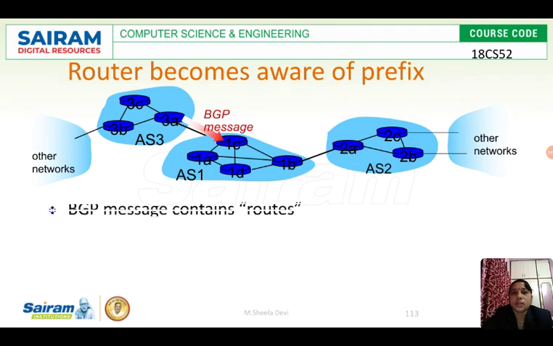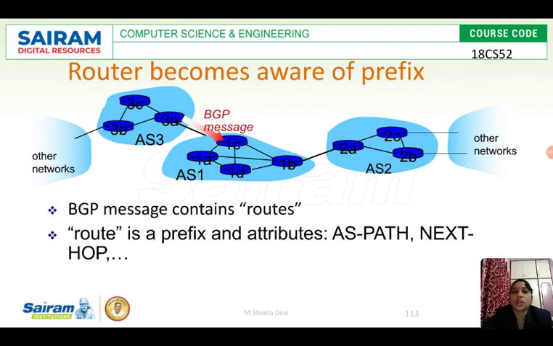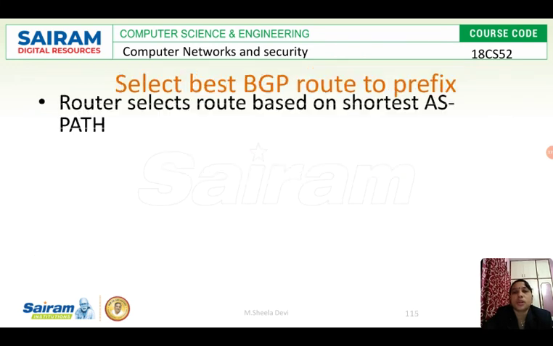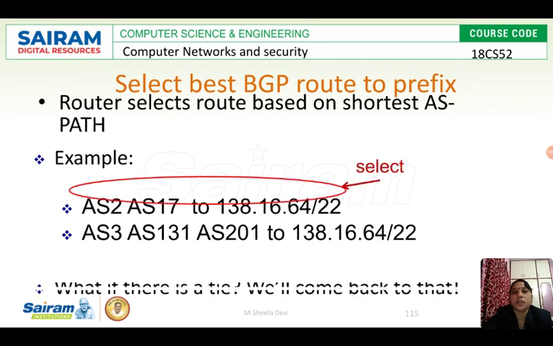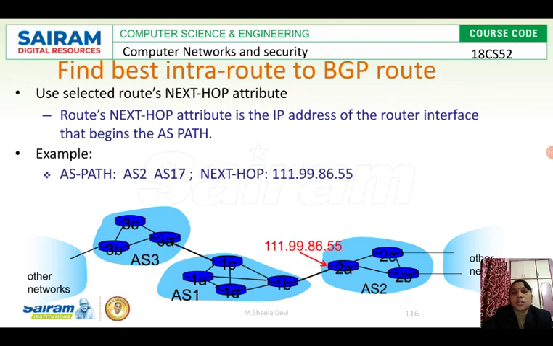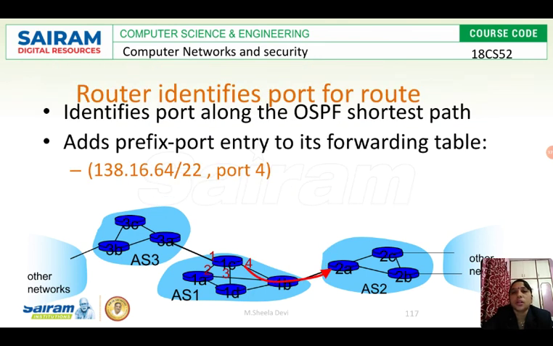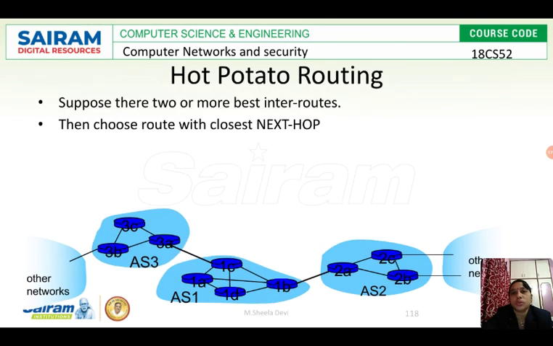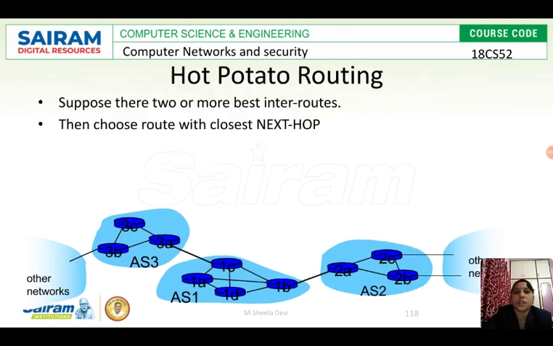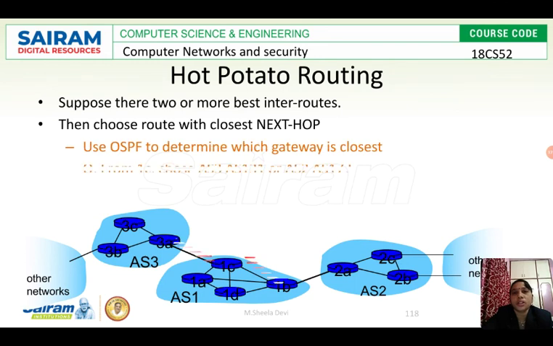As I said, the same is done here. A BGP message contains routes, and a route is a prefix and attributes. The autonomous system path will be there, and there may be multiple routes for the same prefix. In that case, we have to select the best one based on the policy and the shortest path. This we have already discussed: the autonomous system path and policy-based selection of routes. Hot potato routing is: if the next stop is closest in that particular path, then that can also be selected as the best path. That is called hot potato routing.